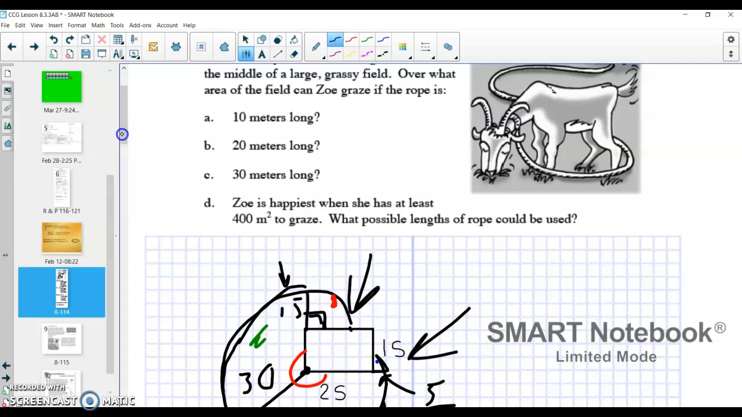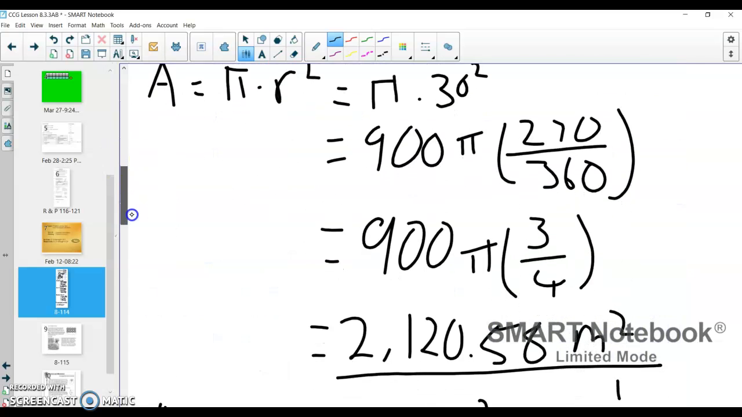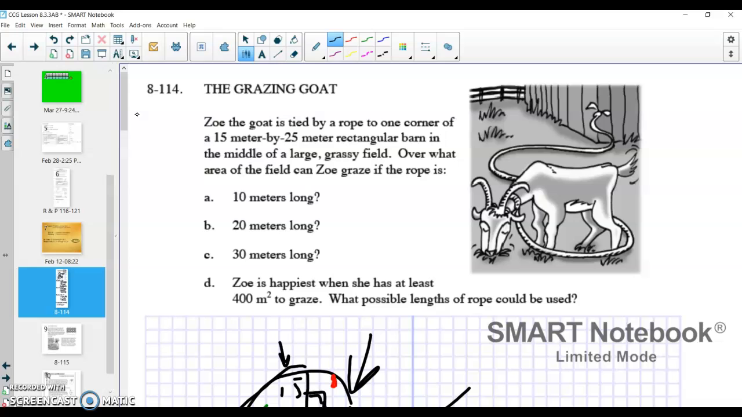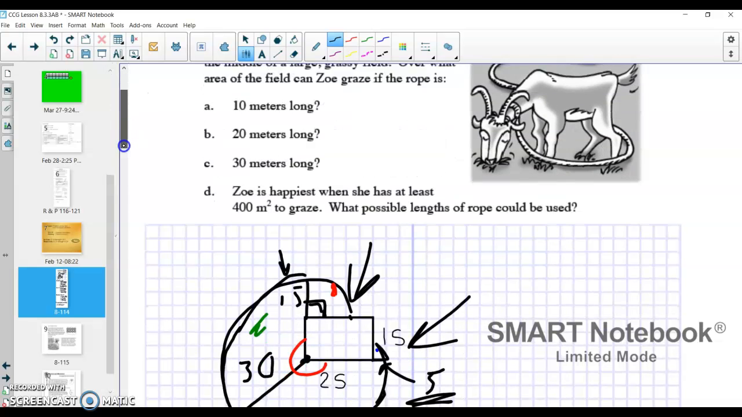So we know, I mean, we could look at it going back, and when it was 10 meters, it wasn't long enough. When it was 20 meters, it was long enough. So it's going to be somewhere between 10 and 20. And we want to find out just exactly how much rope would be perfect for that.